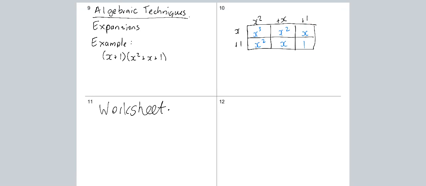So we end up with x cubed, and then add along the diagonals, x squared plus x squared is 2x squared. Add along the diagonals, x plus x is 2x. Add along the diagonal, there's only one though, which is 1. So it's x cubed plus 2x squared plus 2x plus 1.